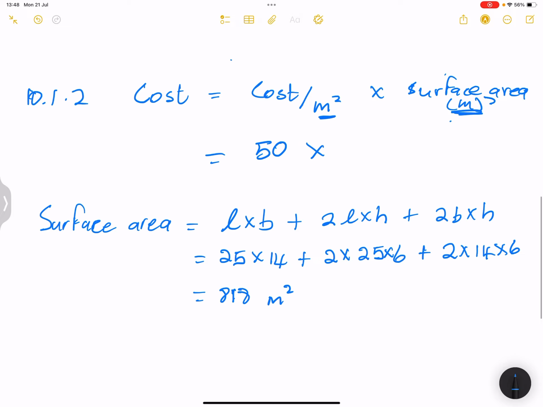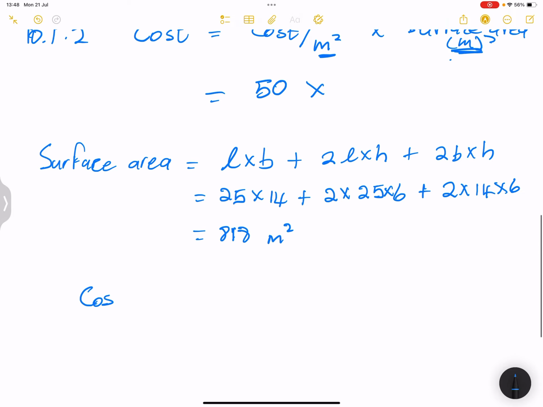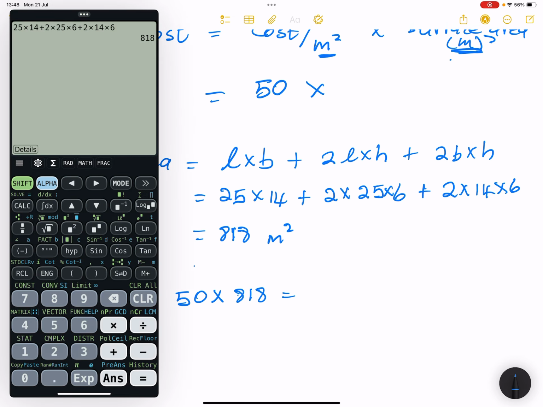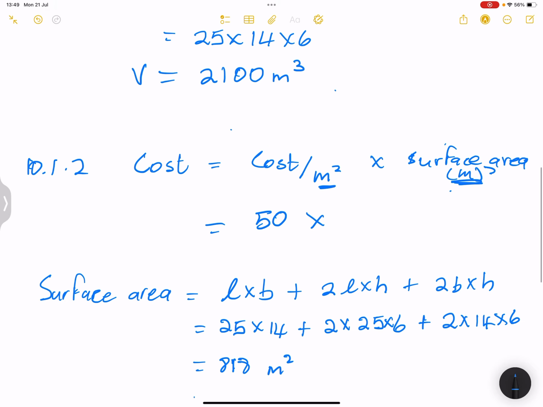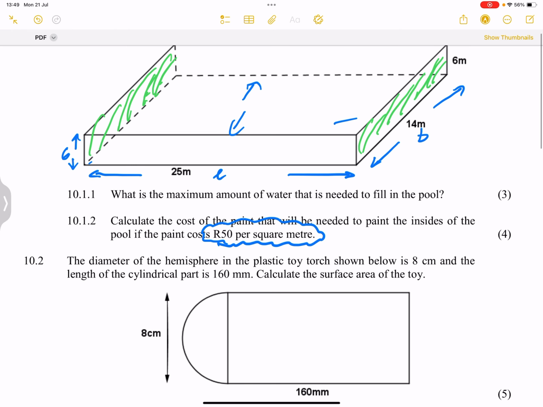So the total cost will be the cost per square meter, which is 50 rand, multiplied by the surface area, which is 818. So we take that value multiplied by 50, and that will cost us 40,900. And you can see, it costs a lot to maintain a swimming pool. And that is really how the cookie crumbles, ladies and gents.